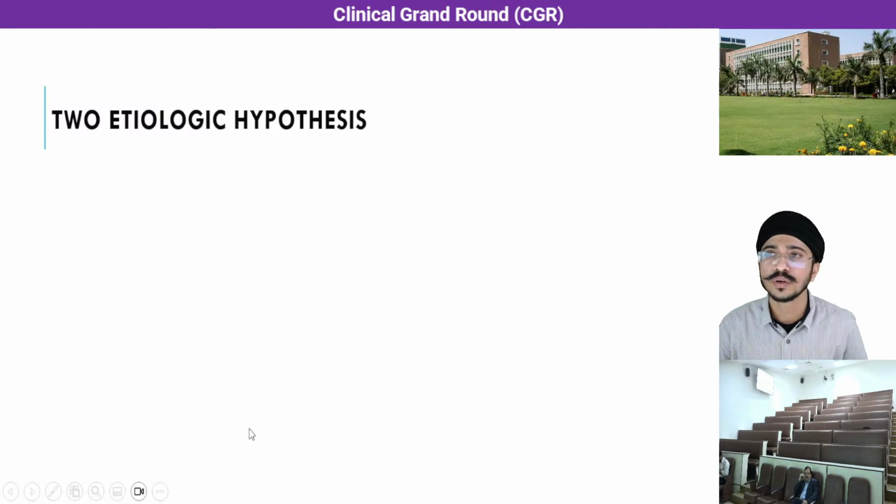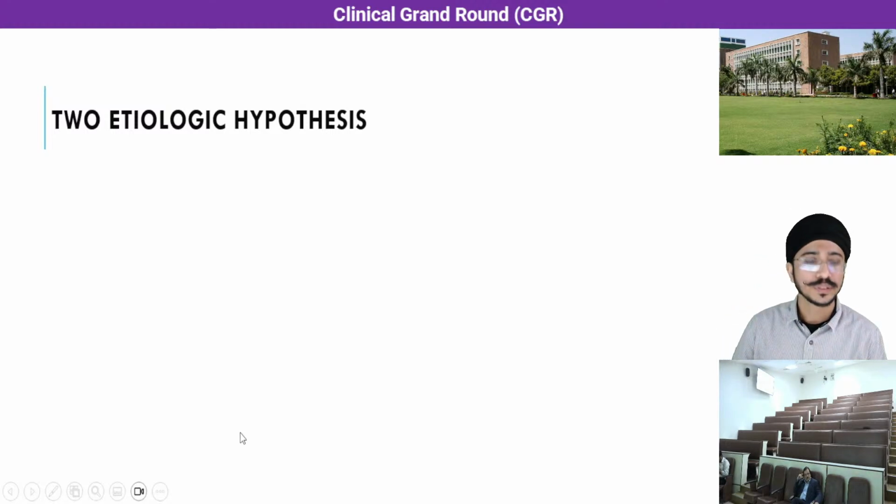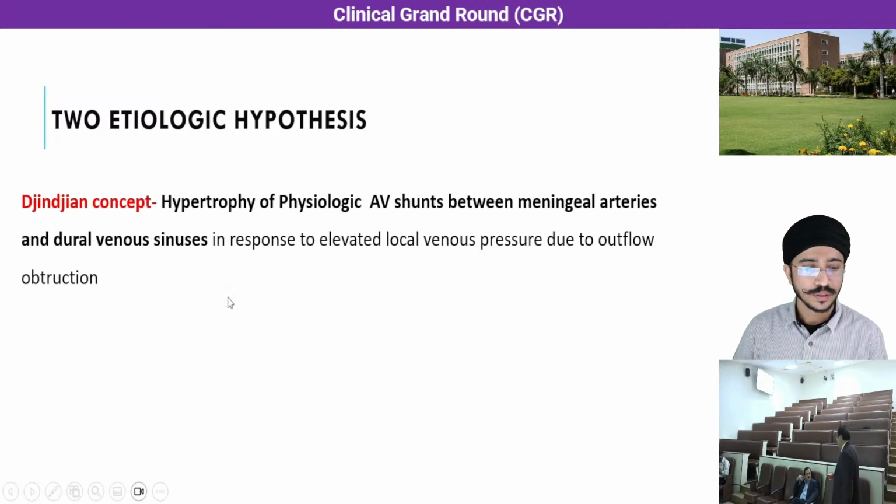So there are two etiologic hypotheses that explain the formation of a dural AV fistula. The first one is Gingian's concept, which basically says that there is hypertrophy of the physiological AV shunts that normally occur between the meningeal arteries and the dural venous sinuses in response to the elevated local venous pressure, which could be secondary to the outflow obstruction, secondary to thrombosis or stenosis.